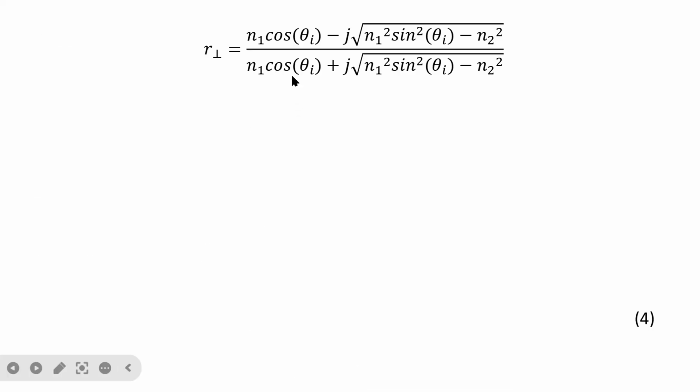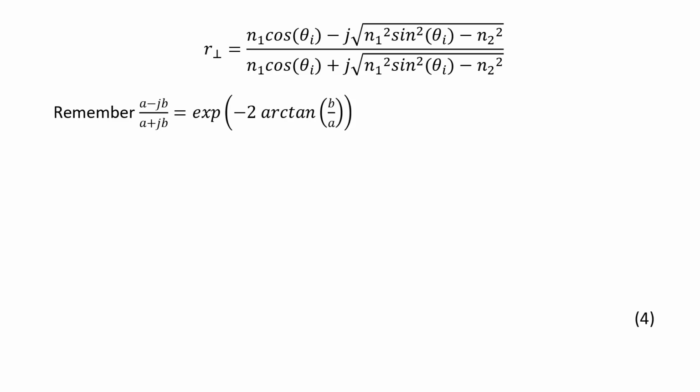If you do a little bit of rearrangement, you get this. And remember, a minus b divided by a plus b. Sorry, a minus jb divided by a plus jb is actually, in terms of the magnitude of the expression, the magnitude is actually 1.